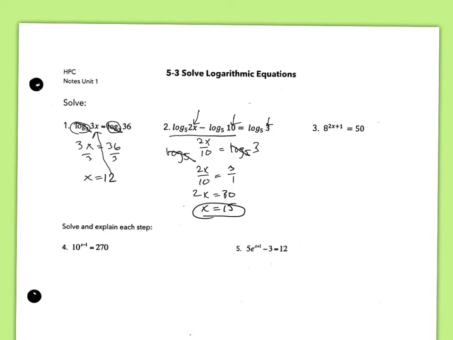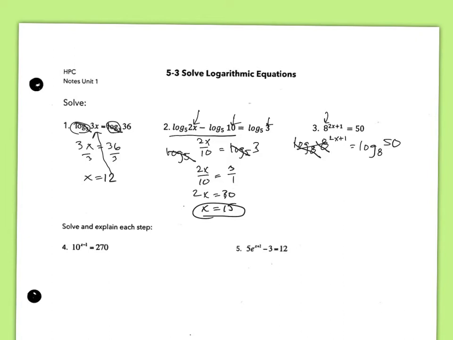Now for number 3, it's not written as a log, so we have to do that. The base is 8, so we're going to do log base 8 of both sides. And on the other side, this looks like log base 8 of 50. Now don't turn around and cross those off. Yes, the bases match, but we did that on purpose. So the right-hand side, we're not going to cross that off. But the log base 8 of 8, those get eliminated.